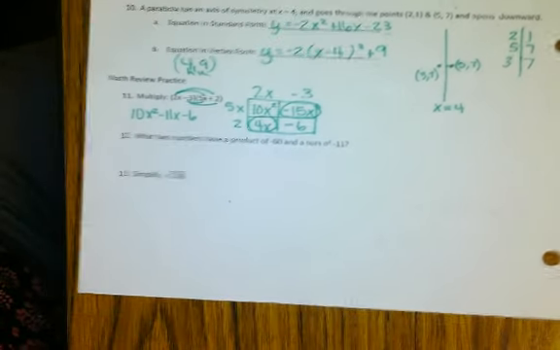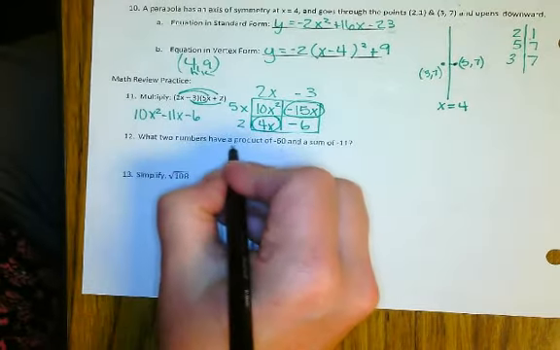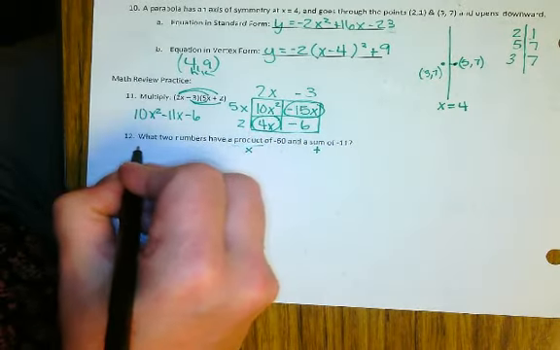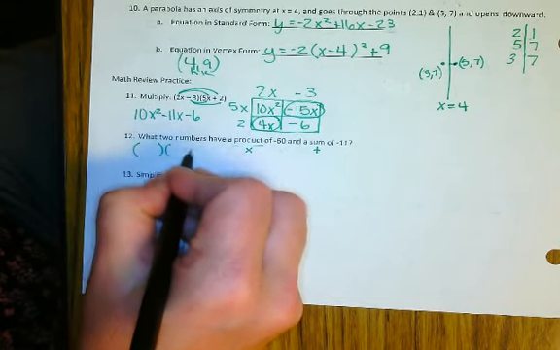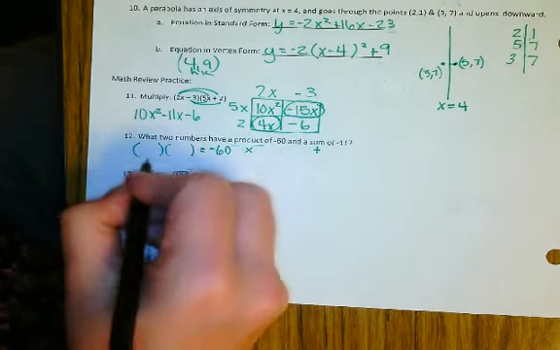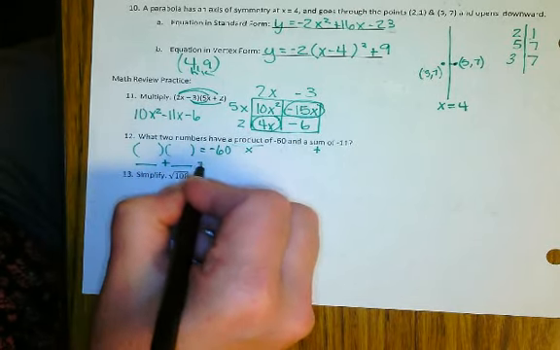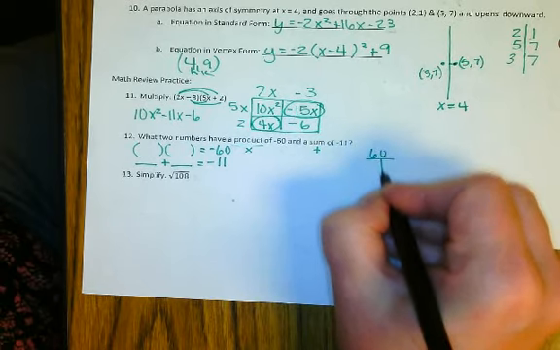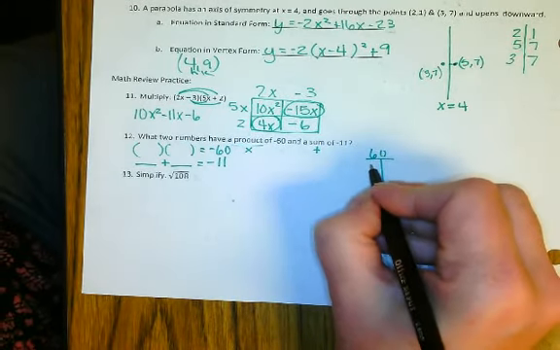Alright, now down here on number 12 says what two numbers have a product, remember that means to multiply, and a sum of negative 11. Alright, so here I'm trying to figure out what two numbers will multiply to get negative 60. And then the sum, when I add them, needs to be negative 11. Alright, so I'm going to go and actually write all the ways to get 60.